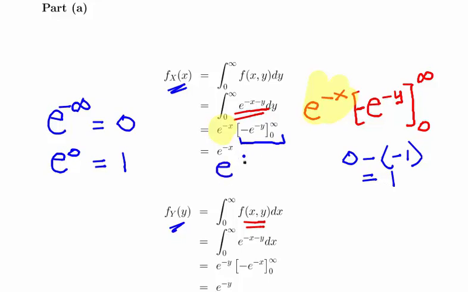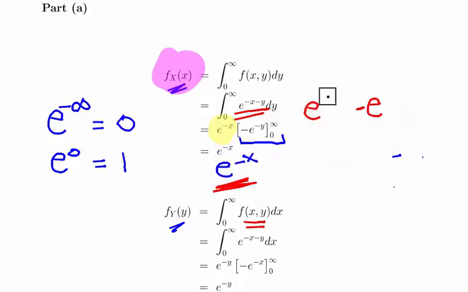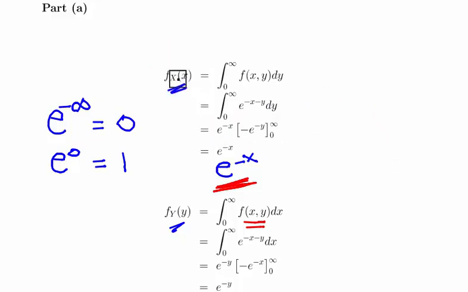So we end up with e to the minus x times 1, which is just e to the minus x. So the answer to this part, what is the marginal PDF of X, is simply e to the minus x. I'll rub out everything else just to declutter a bit. So that is our answer there, e to the minus x.